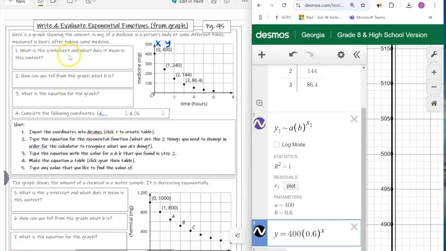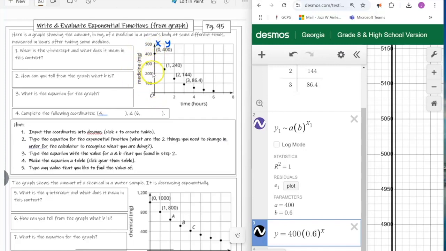Number 1, what is the y-intercept? Well, I could see that right here. What's the y-intercept? 400. What does it mean in context? All right, so we have to see what's happening. The amount of medicine in a person's body at different times, measured in hours after taking the medicine. So at 0 hours after taking some medicine, when no time has passed, right when they took the medicine, when nothing has happened, there was 400 mgs.